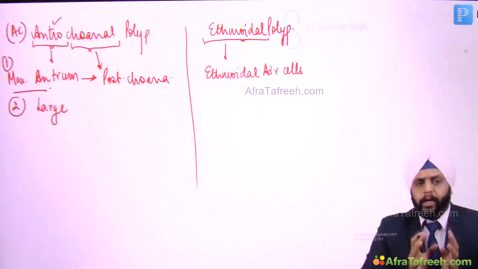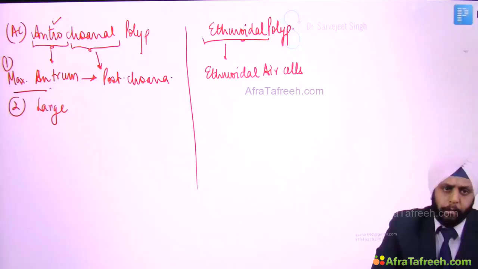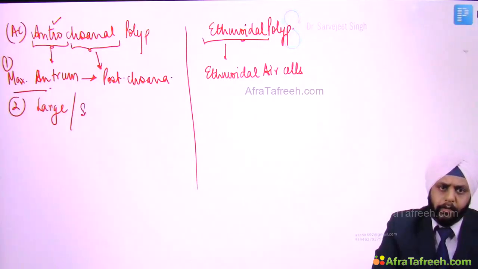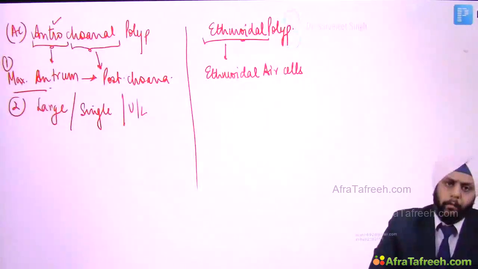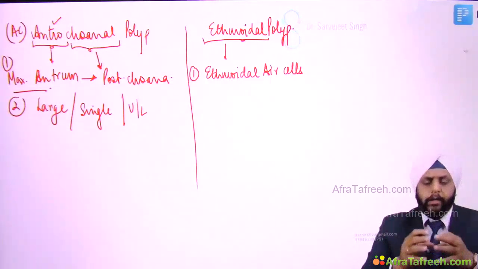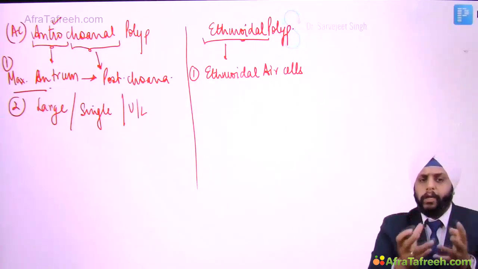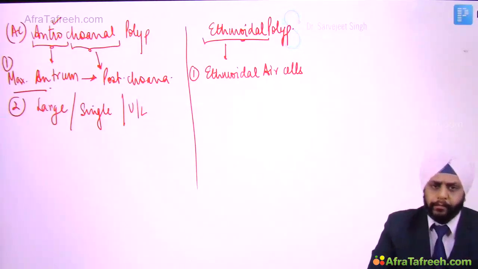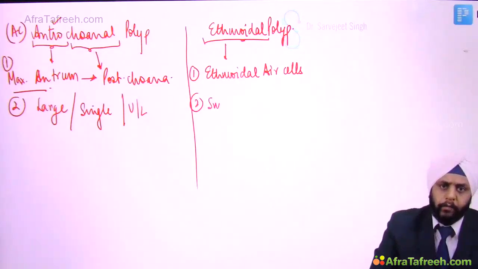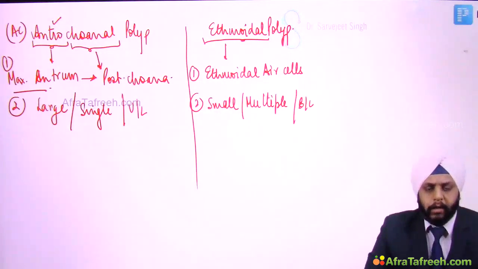Now remember, the antrum is one cell. There are not multiple cells. It is one single cavity. Therefore, the enterochoanal polyp is generally single and it is also unilateral. Now the ethmoidal polyp, we just saw, arises from the ethmoidal air cells. These ethmoidal air cells we have already discussed in the anatomy. These are small multiple air cells. So what kind of polyps arise from here? We will have small and multiple polyps, and these polyps are generally bilateral.